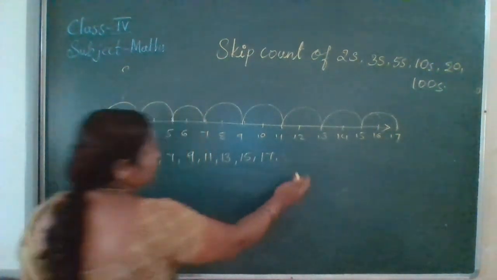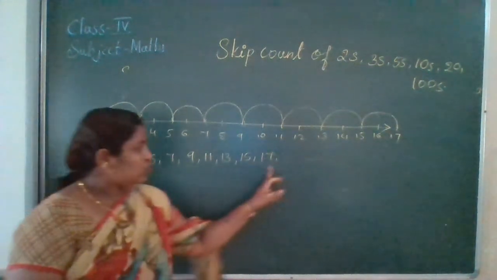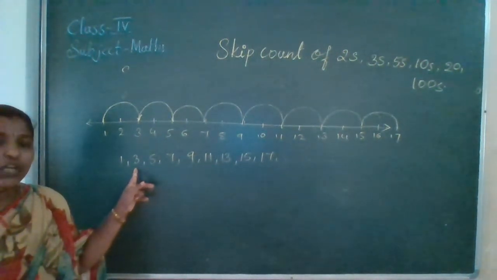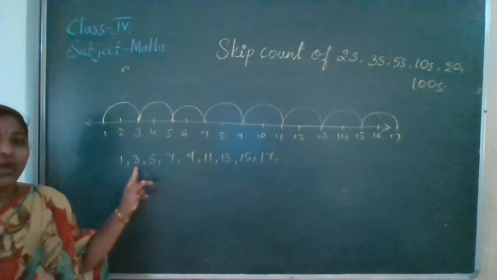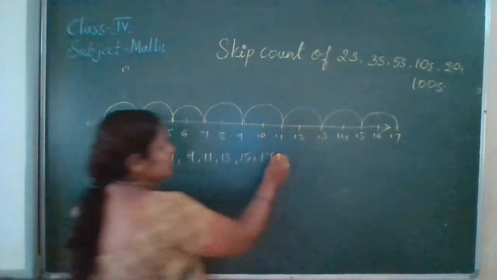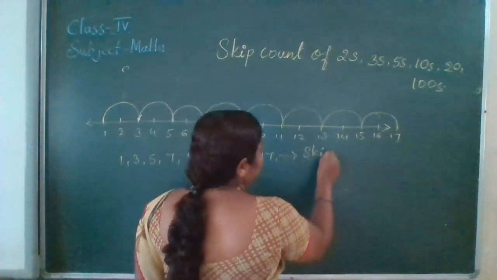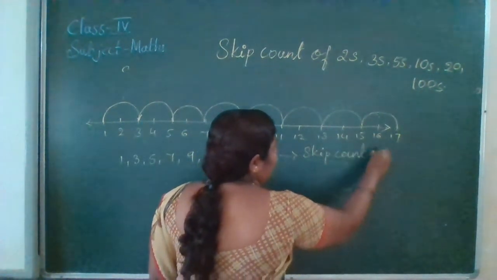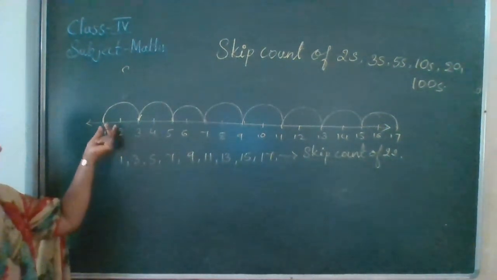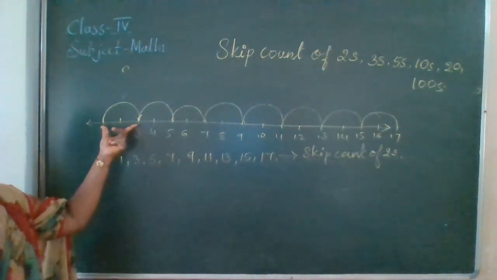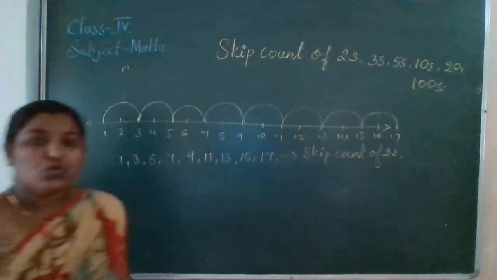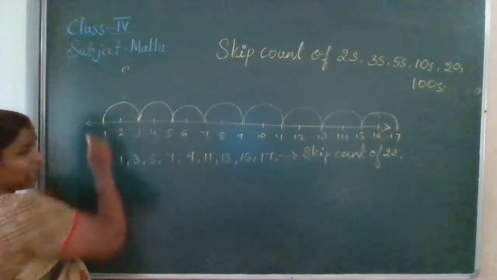Okay, up to 17, I jumped. See, after seeing this, what will you think? After 1, 2 should come, but here 3 is there. So it means we skipped one number in between. So we jumped directly with 2 jumps. So this is skip count of 2s, because here there are 2 jumps. I have to come for 2, but I went directly to 3. So how much? 1, 2. So this is skip count of 2s. Now see, I'll show you.